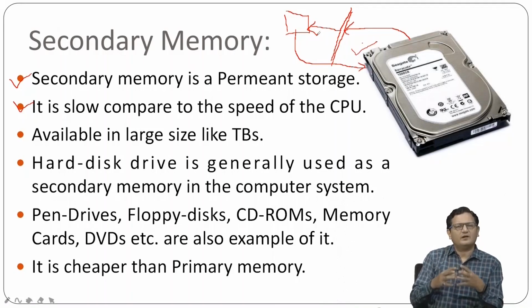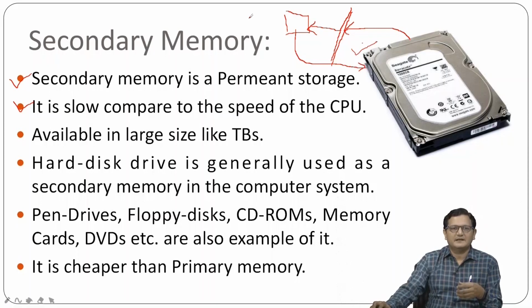So usually all the secondary memories are slower, right? They are available in a larger size. Let's suppose you want to buy a hard disk, then hard disks are easily available in terabytes, right? 1 TB, 2 TB hard disks you can easily get from the market. Hard disks are generally used as a secondary memory in the computer system.